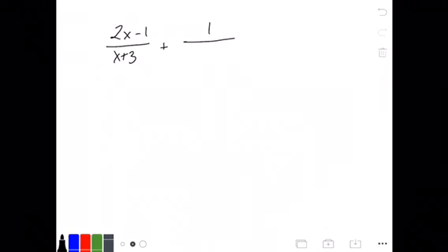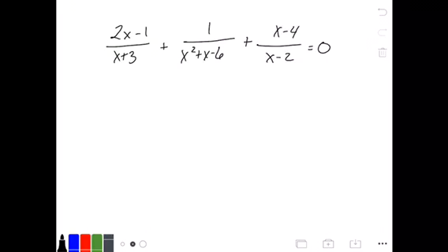So I'm going to work another one here. This is example 2 in your textbook. 2x minus 1 divided by x plus 3, plus 1 divided by the quantity x squared plus x minus 6, plus x minus 4 divided by x minus 2 equals 0. So here again I have a rational equation. It's an equation because it says equals. So I want to get rid of my fractions.